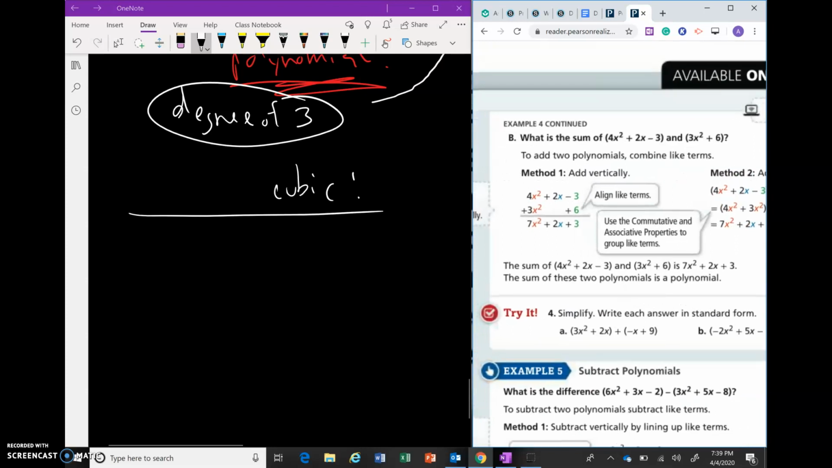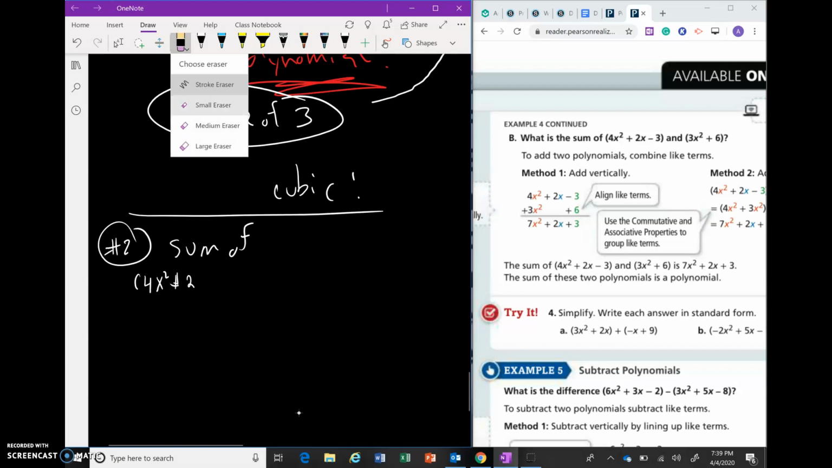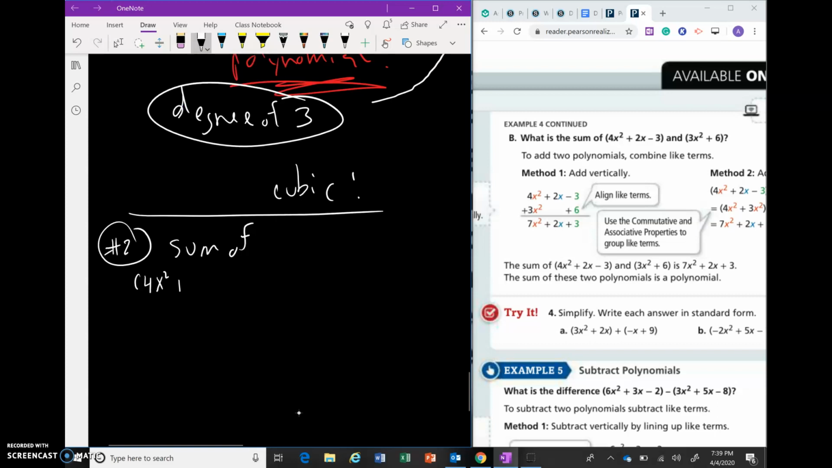So for instance, what is the sum? Let me give you example 2. Sum of, let me just say I give you something like 4x squared plus 2x minus 3, and the sum of this and 3x squared plus x plus 6. Okay, so here's the thing.